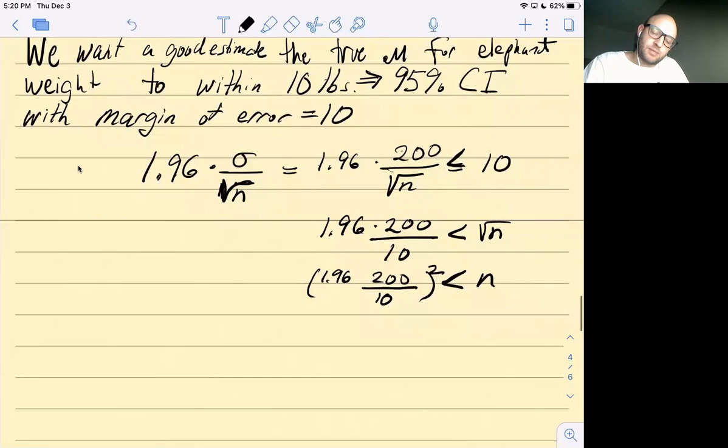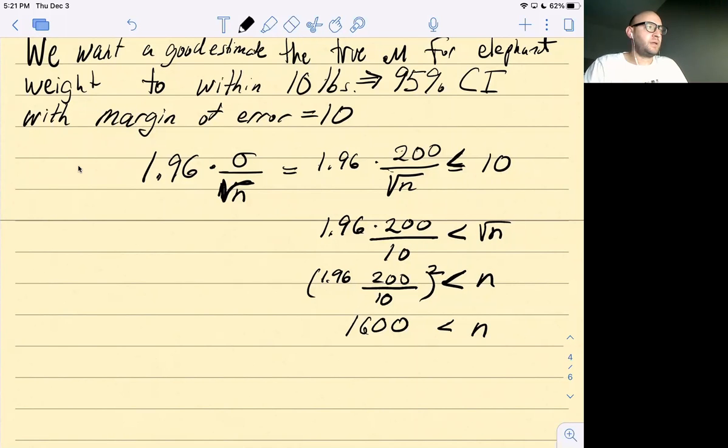And what is this? 1.96 times 20 is roughly 40, and squared, n would have to be greater than about 1600, roughly. So you'd need quite a lot of elephants to get a pretty accurate estimate of what the true average weight is. But if you had 1600 elephants, you could say pretty confidently that the true average weight would be within plus or minus 10 of whatever sample average you observe.